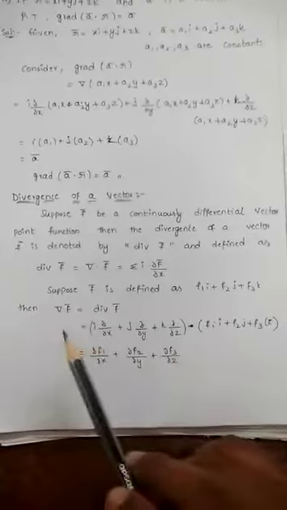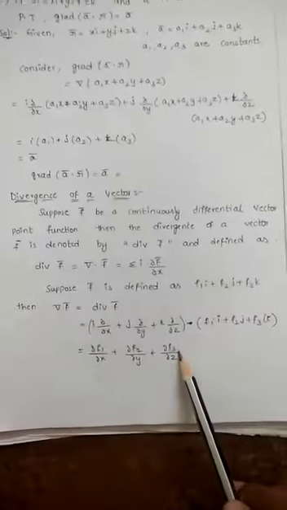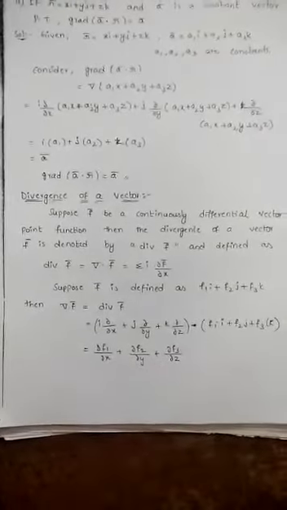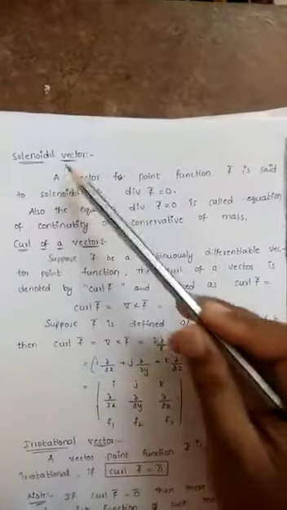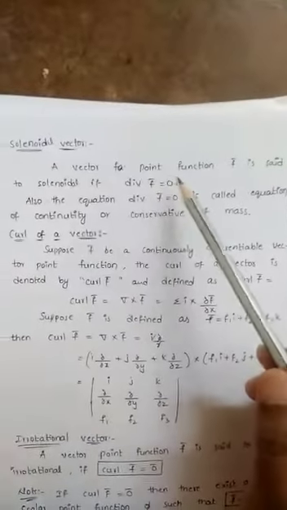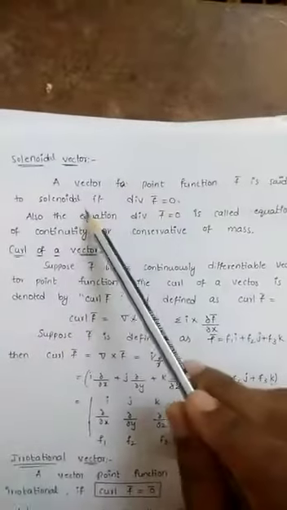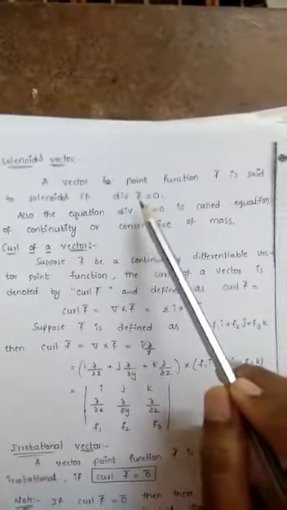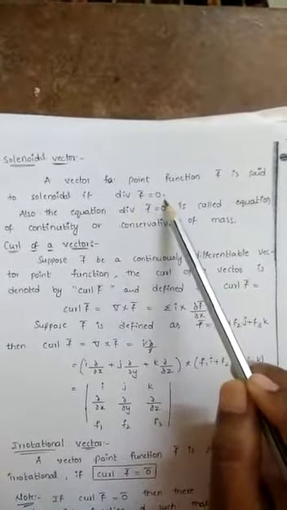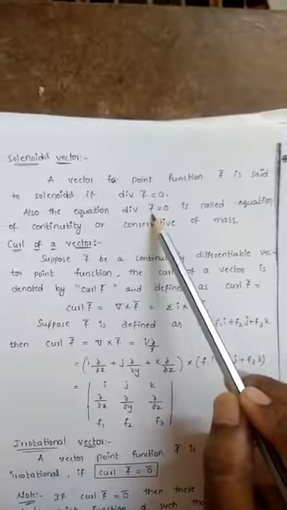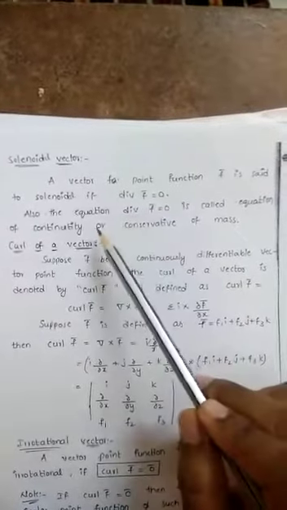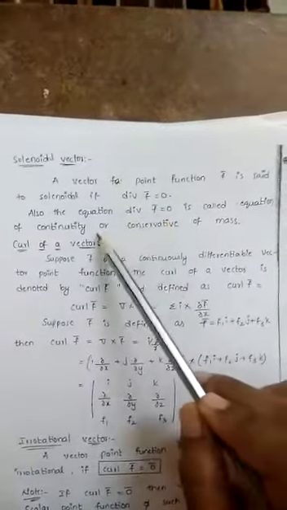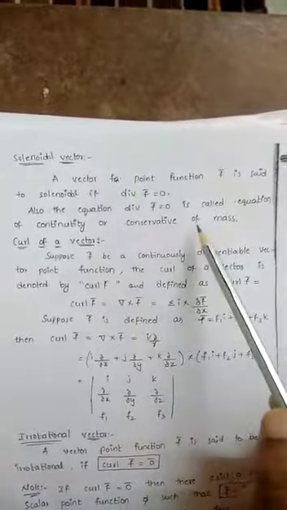Whenever we compute divergence of a vector, the result must be a scalar. Scalar means there is no direction, having only magnitude. Solenoidal vector. So what is meant by solenoidal vector? A vector point function f bar is called solenoidal if div f bar equals 0. If we compute divergence for a vector and the result is 0, then f bar is called a solenoidal vector. Also, whenever div f bar equals 0, the equation is known as the equation of continuity or conservation of mass.